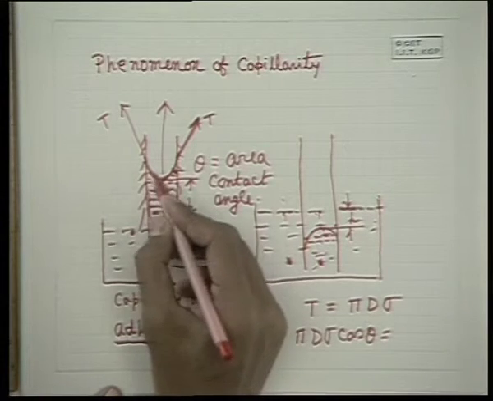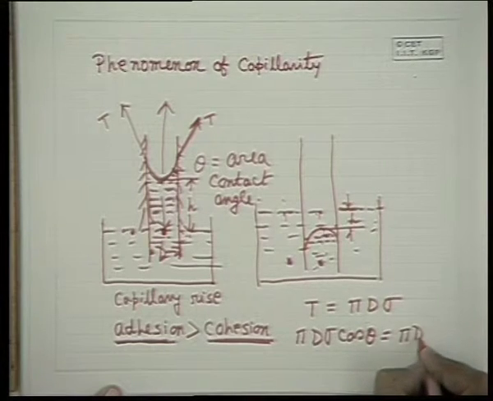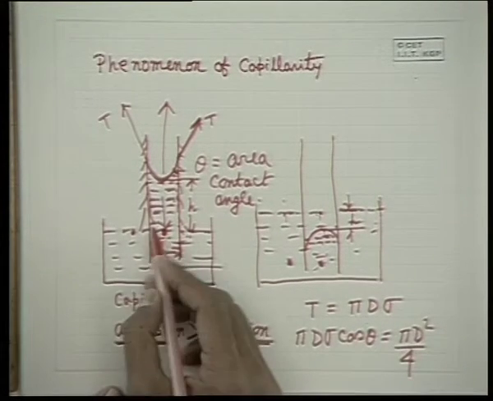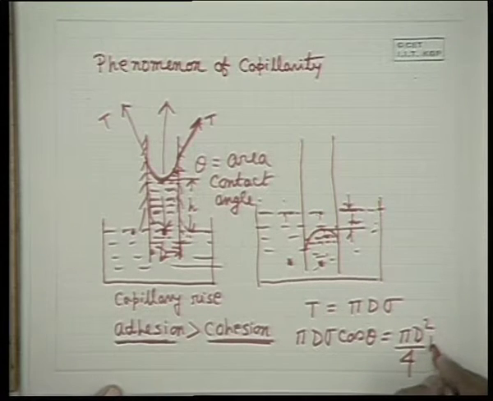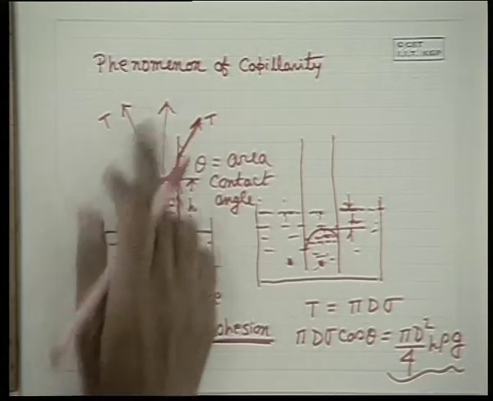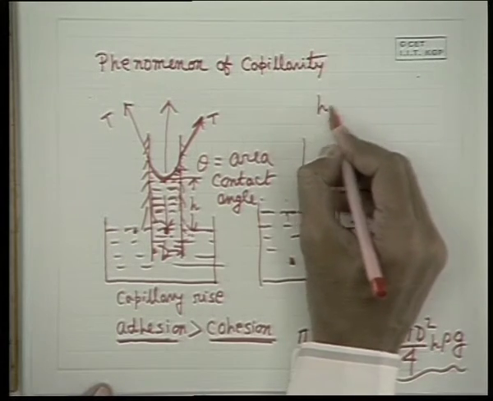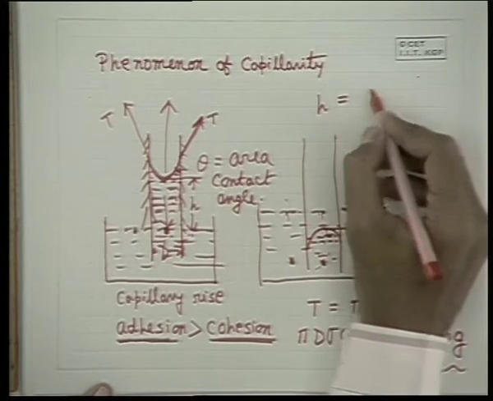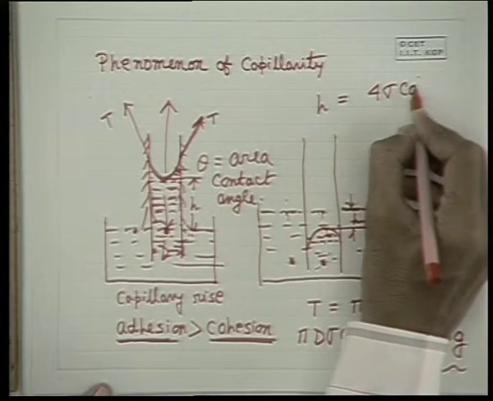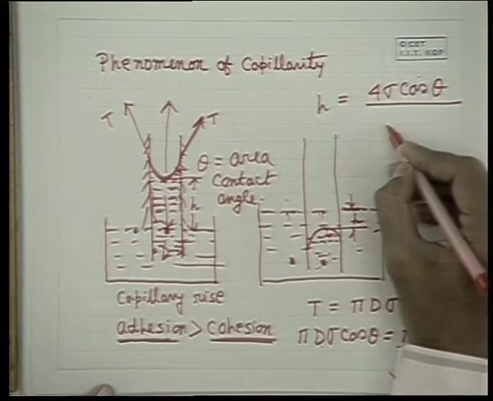If we neglect this portion and only take this cylindrical portion of the liquid weight, this will be pi D square by 4, that is the area, times the height h into rho, the volume, into g. So this is the weight of this column of liquid. This is being balanced by the vertical component of the surface tension force. This gives rise to the value of h as 4 sigma cos theta divided by rho g D.